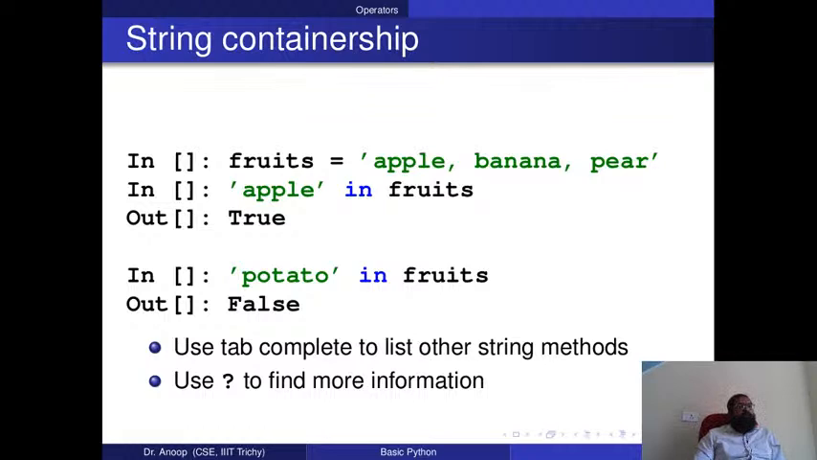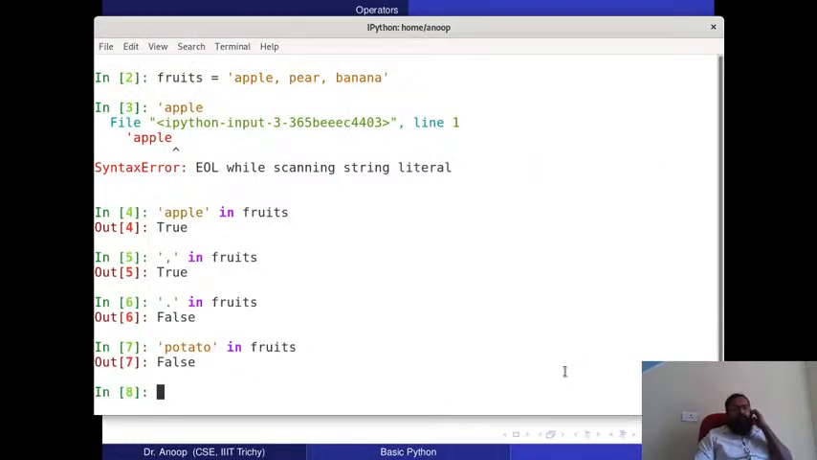Okay, so you can see that there are different, this is what is called string containership. Now there are two points given below. Use tab completion to list other string methods, and use question mark to find more information. So this is something that I have already told you, right?